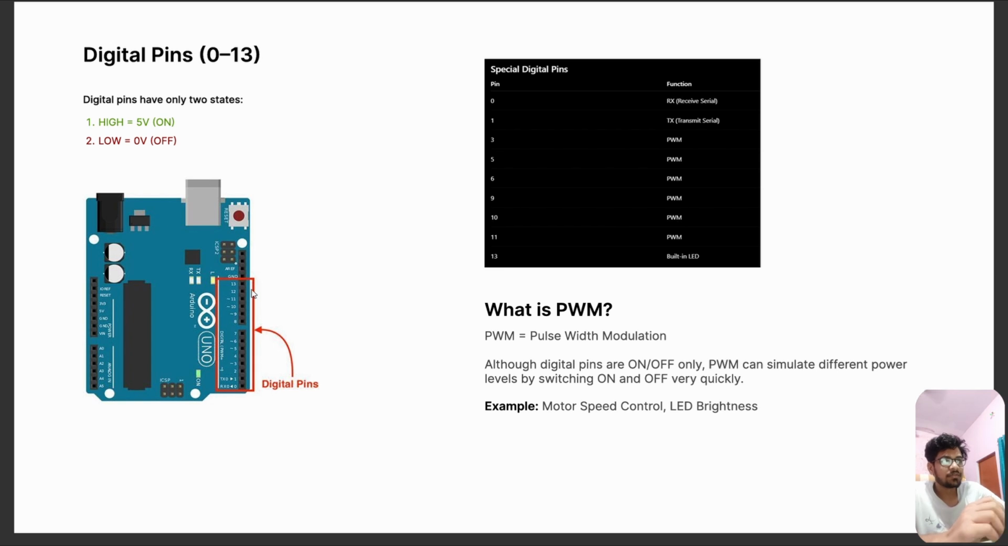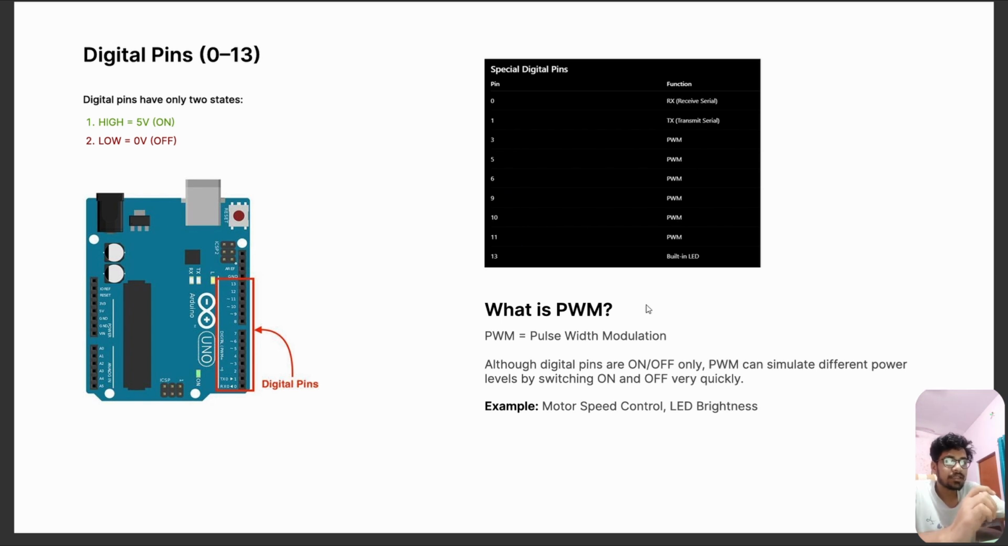Among these digital pins, some are special. Pin 0 is RX, receive serial, and pin 1 is TX, transmit, used for transmission. You can see this written as TX and RX next to the arrows. Pins 3, 5, 6, 9, 10, 11 are PWM.